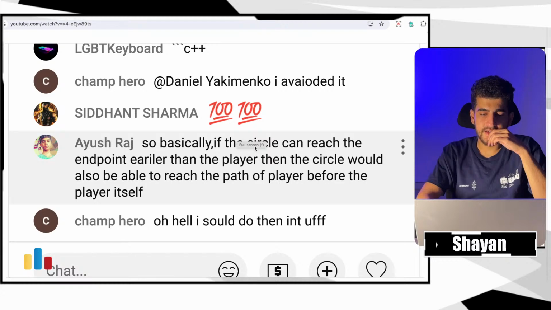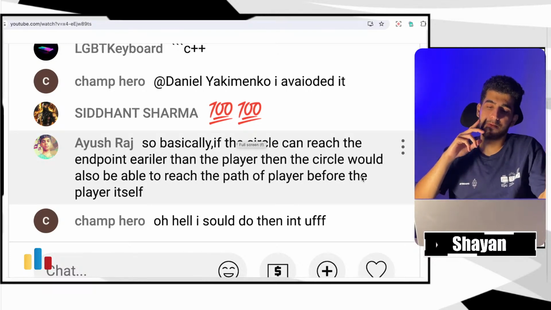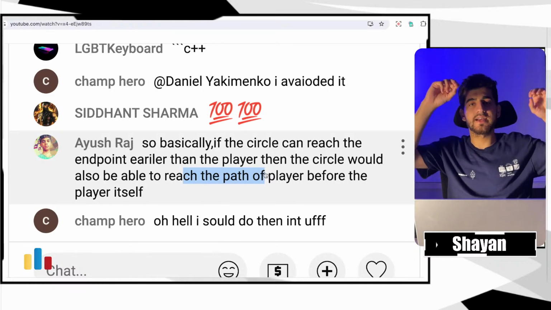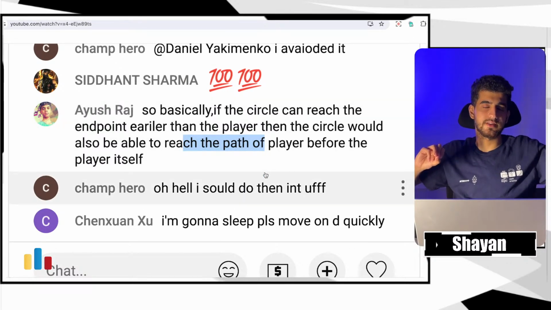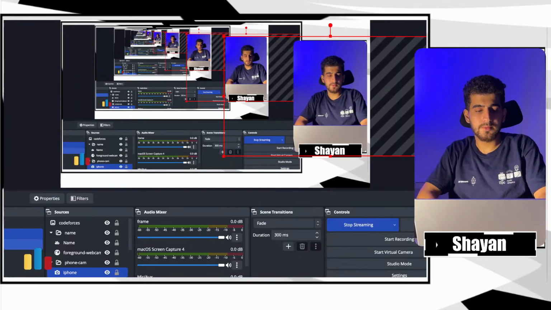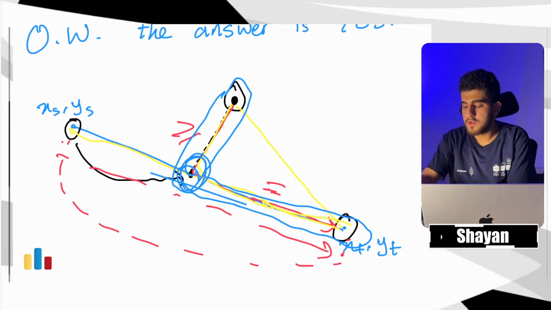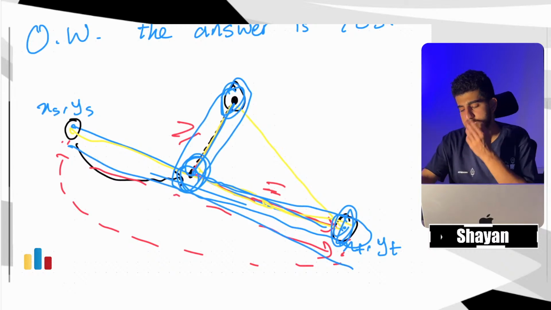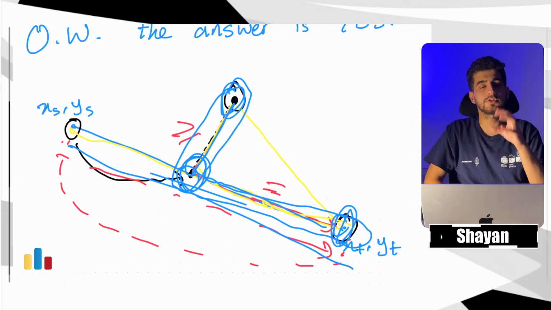Yes, exactly. If the circle can reach the endpoint earlier than the player, then the circle will also be able... No. Vice versa. If the circle can reach any points on the path sooner than the player, that circle can also reach the final destination sooner than the player. Why? Because if, for example, the circle can reach here sooner than the player does, this is in the shortest path of the player. So if we consider this part and add this part to it, this is a path from the circle to the final points. But this is the path of the player to the final points. This is gonna be less than or equal to that, which means that the circle reaches the endpoint sooner than the player does, which is bad.